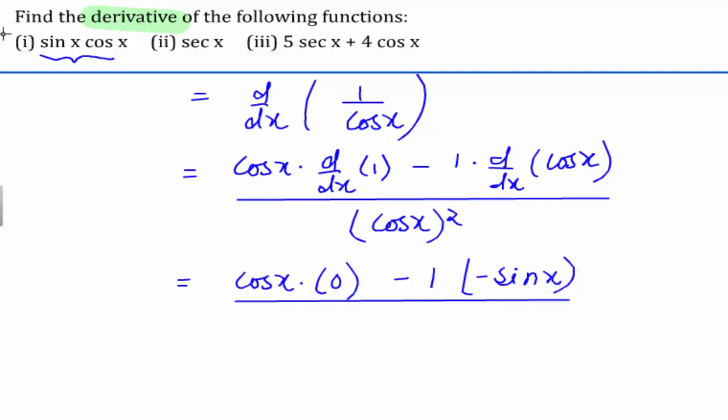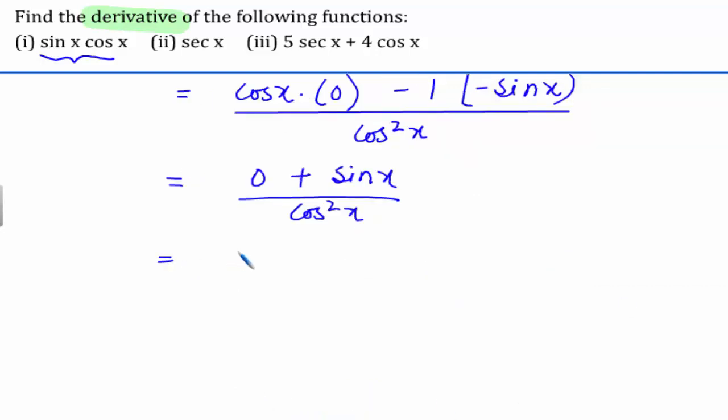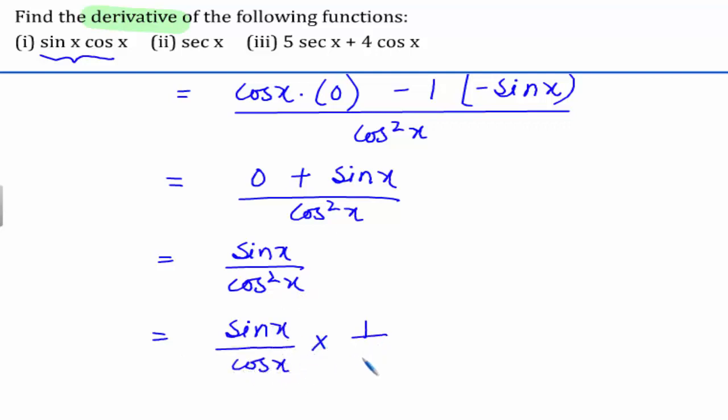Now this can be written as sin x divided by cos square x, that is sin x divided by cos x into 1 upon cos x, and sin x divided by cos x is tan x, and 1 upon cos x is sec x. Therefore, derivative of the given function sec x with respect to x is tan x sec x.